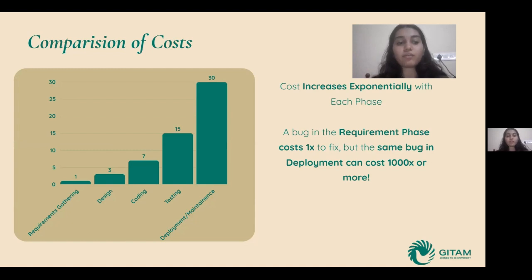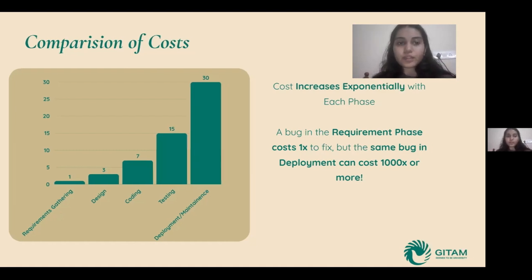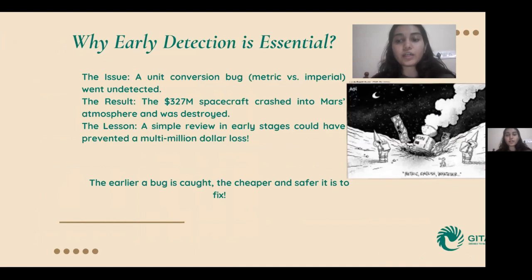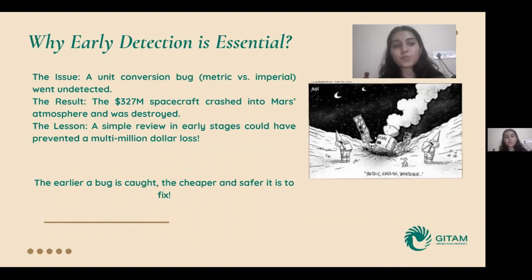We can see from the graph here that it would cost you 1 times in the requirement gathering phase, whereas in the deployment phase it can go way more than 30 times because you have to go back and recover and undo changes. It can cause reputation damage as well as financial loss because it wasn't right from the first place. You have to go back and work on it again. This can be catastrophic, and I wanted to use an example to explain this.